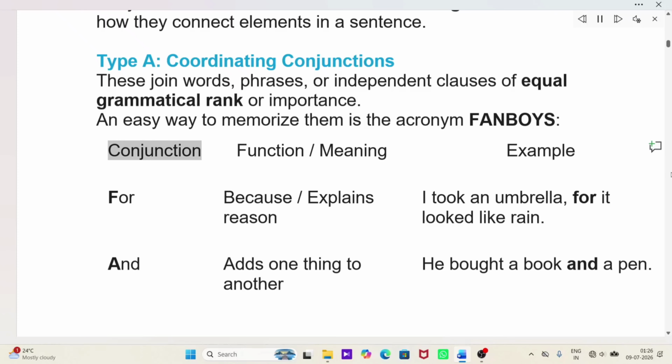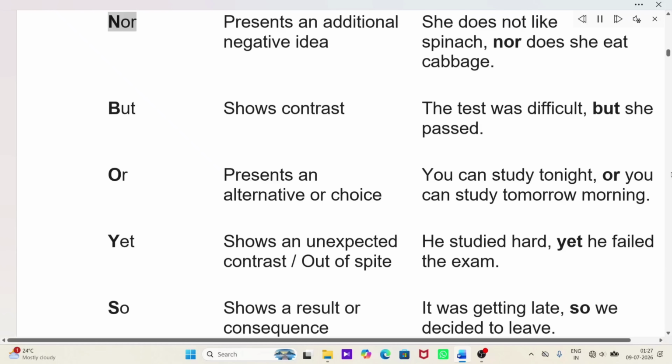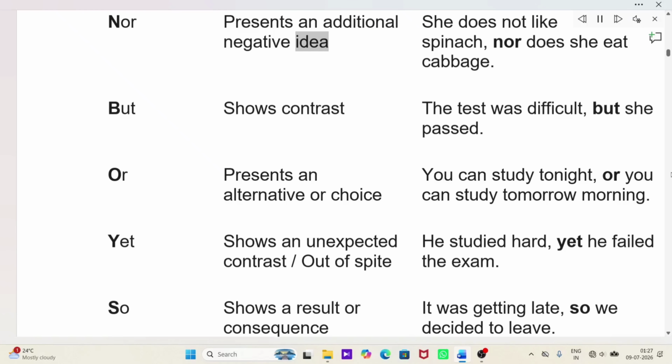Conjunction, function/meaning, example. For: explains reason. I took an umbrella, for it looked like rain. And: adds one thing to another. He bought a book and a pen. Nor: presents an additional negative idea. She does not like spinach, nor does she eat cabbage.